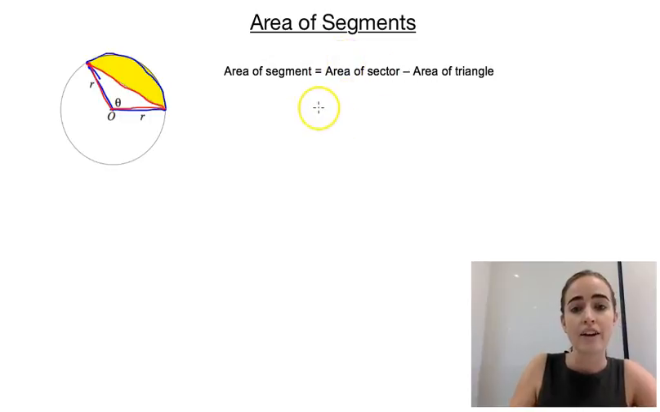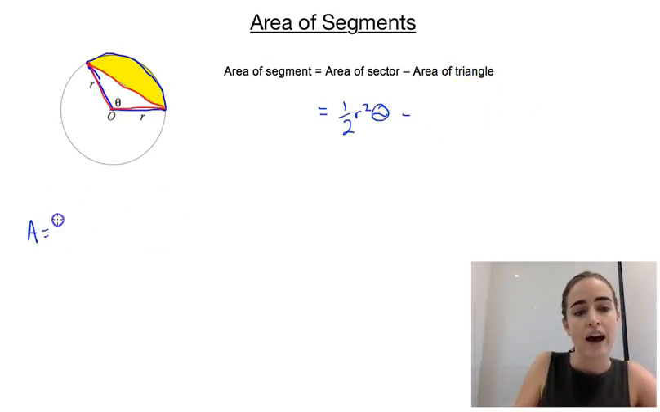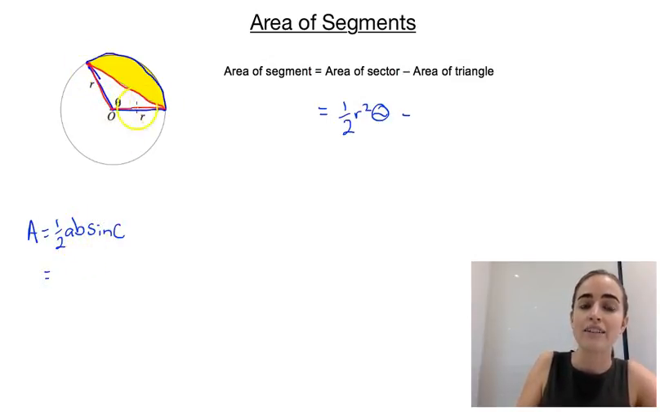So we know that the area of a sector is a half r squared theta when theta is measured in radians. And for the area of a triangle, we have the sine rule for the area of a triangle. The sine rule for the area of a triangle says the area is a half AB sine C. So in our case, our C is our theta, and our A and our B are the two sides around that angle. So in this case, A and B are both r, the radius. So that's going to give us a half r squared, because A and B are both r, sine theta. So this is the area of that red triangle.